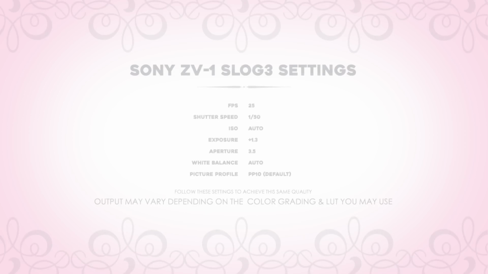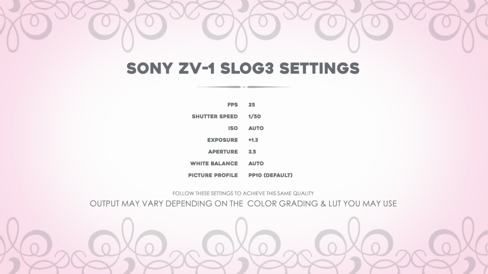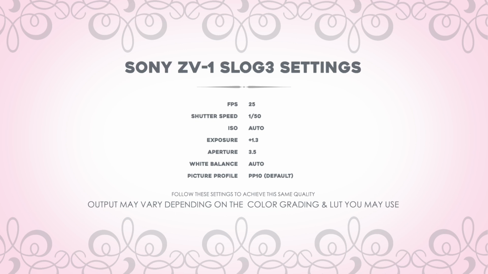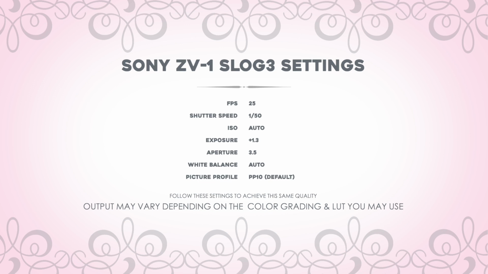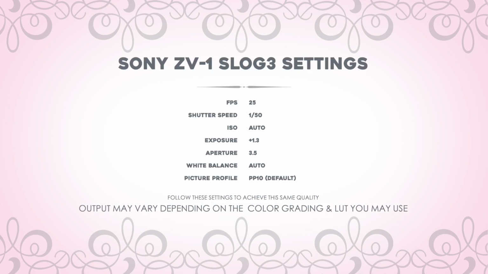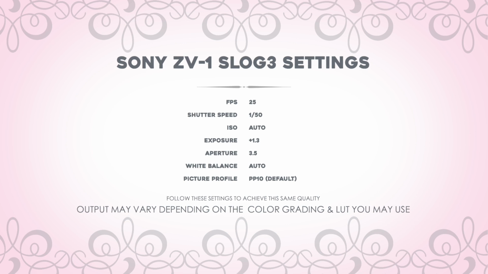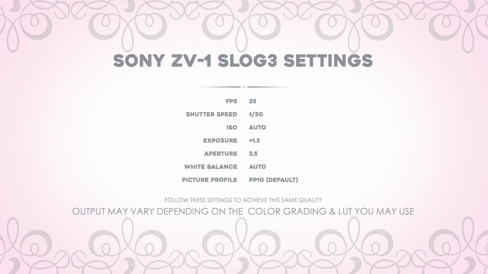So right now my settings are, I'm recording at 25 FPS. The shutter speed is 1/50th. I'm recording on shutter priority. The f-stop is 3.5 and the exposure I've kept at plus 1.3. ISO is 1250. The base ISO of Sony ZV-1 for SLog3 starts from 1000. I'm expecting there won't be too much noise, but let's see how this goes.